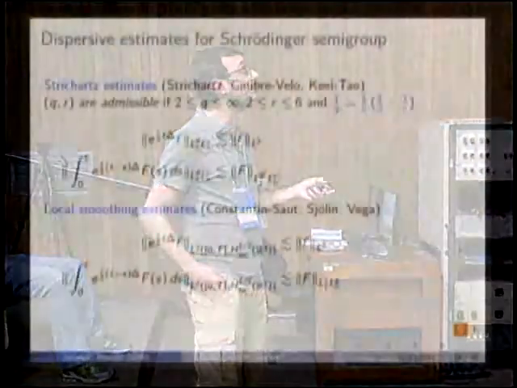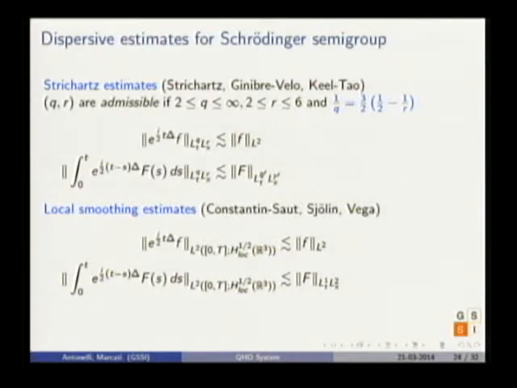In particular, I will use Strichartz estimates, and Strichartz estimates are dispersive estimates given for general dispersive equations. There's a wide literature about this. Let me just mention Strichartz, because that was the first work, and Ginibre and Velo, Keel and Tao, because they set up the whole range of possible estimates.